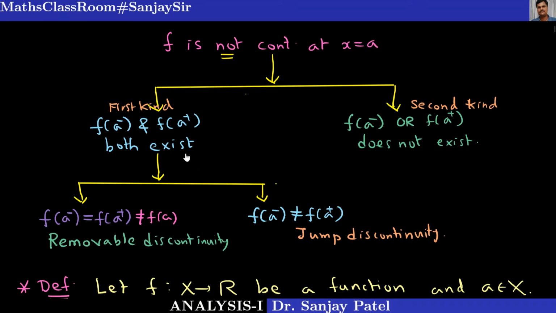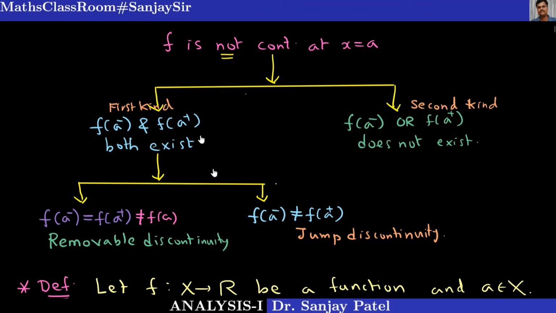F is not continuous at the point x equal to A, means either f of a plus and f of a minus both exist, but one of these two happens, or f of a minus and f of a plus, or both, do not exist. So f has either first kind of discontinuity or second kind of discontinuity.